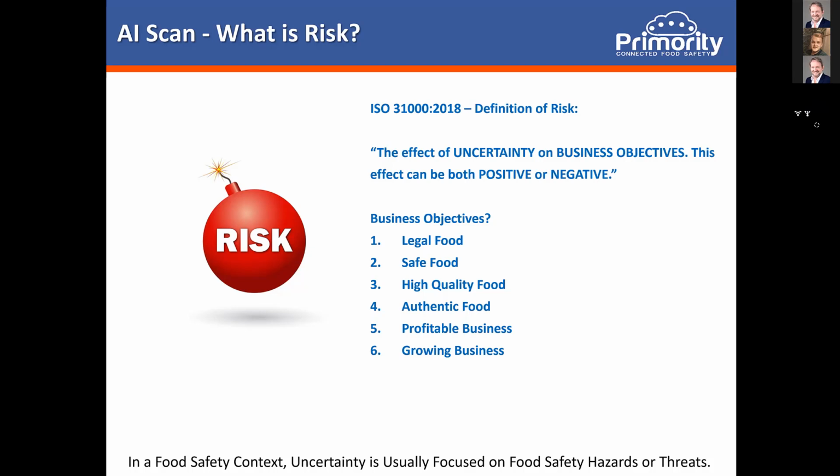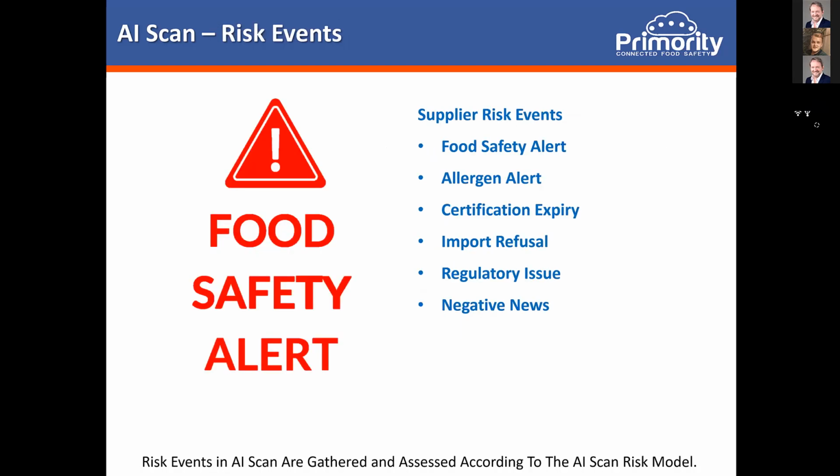So in a food safety context, uncertainty, aka risk, is usually focused on food safety hazards or threats. And quite a lot of these hazards and threats can be unseen until they affect a particular business. So in the context of AI scan and what we're trying to achieve, the particular supplier risk events that we decided to include in our system were food safety alerts, allergen alerts, certification expiries, import refusals, regulatory issues, and negative news about our suppliers.